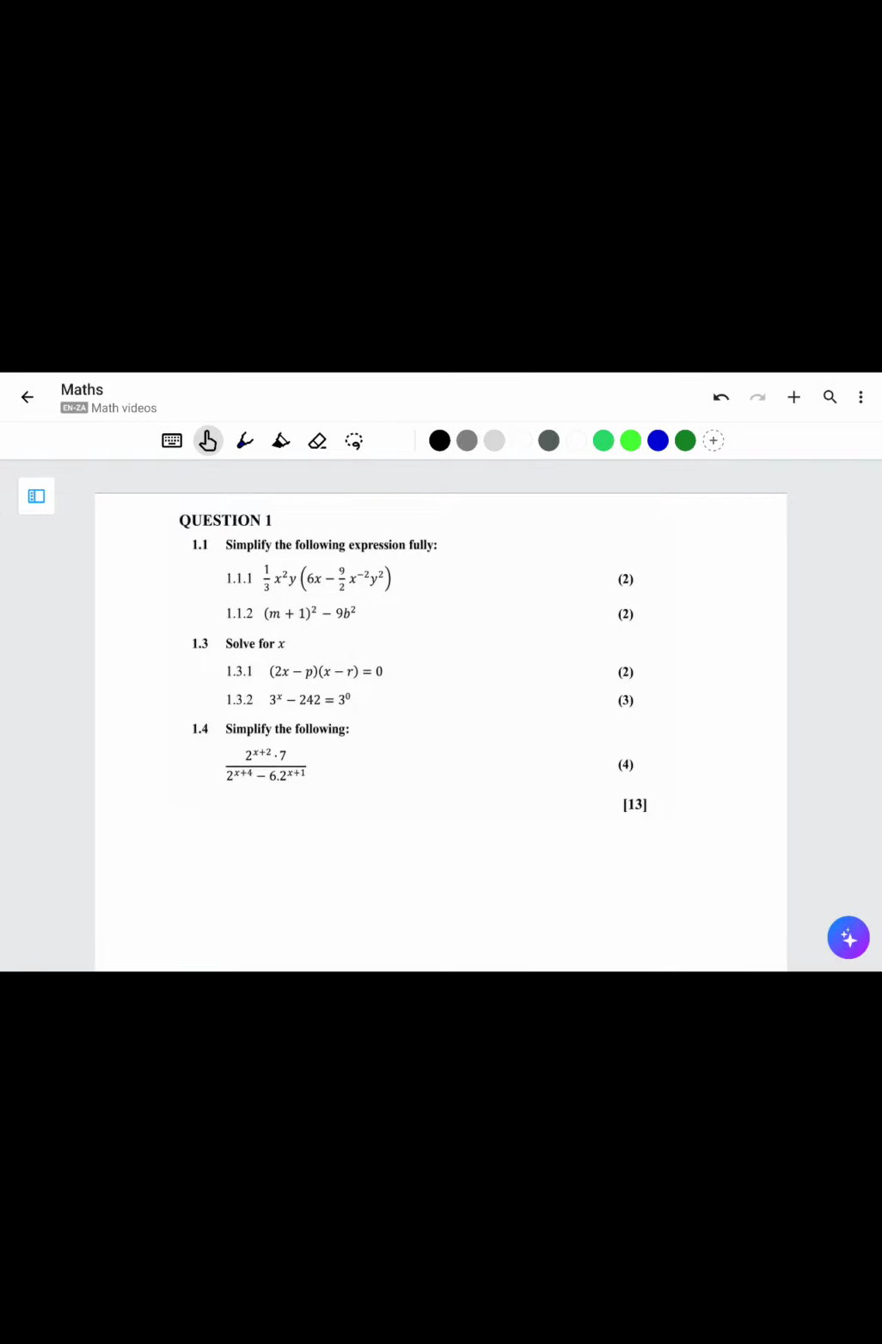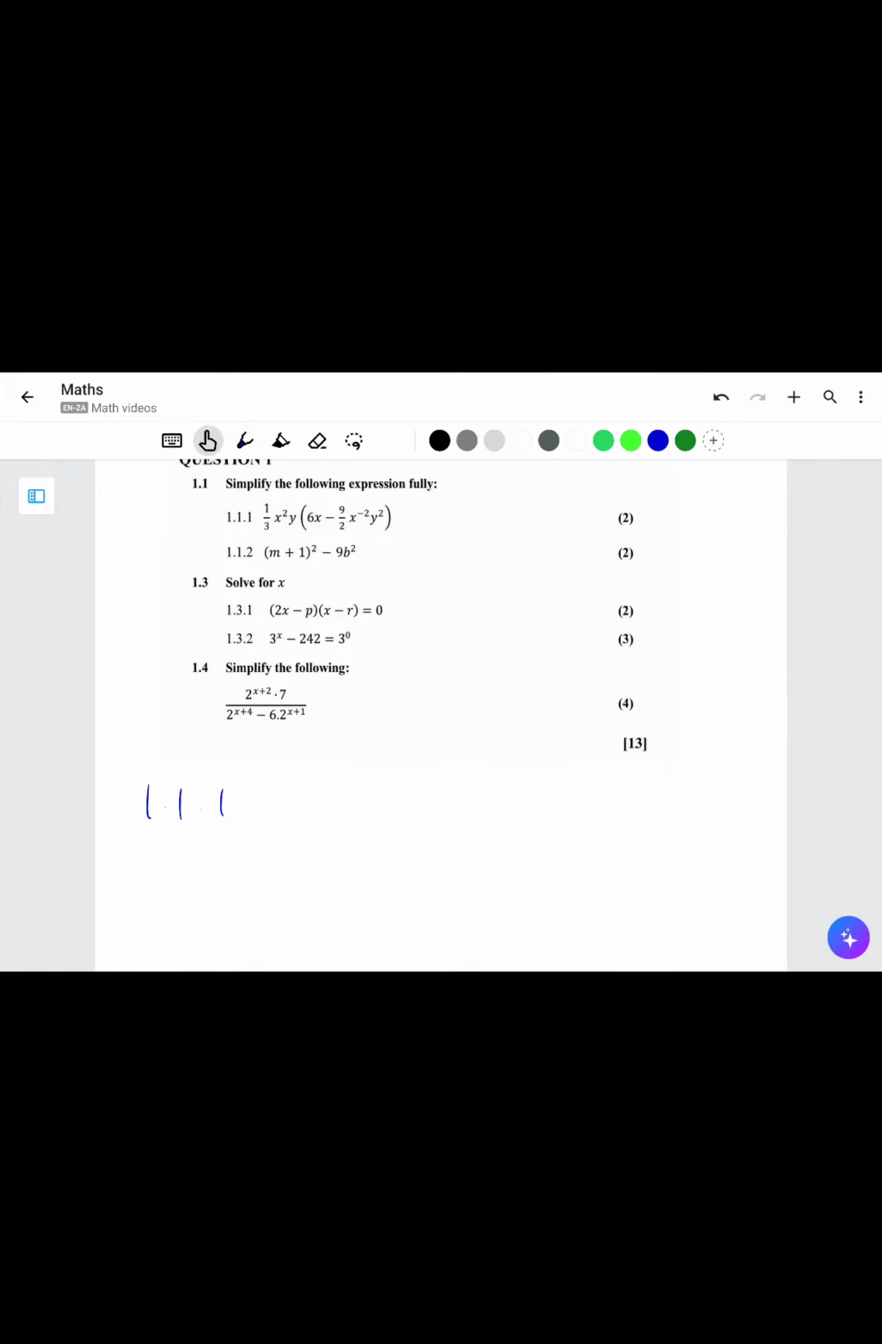What's up, guys? We're going to look at a question one of a June paper. Okay, so let's get into it. Let's start off with 1.1, and the question is simplify the following expression fully. Okay, it's 1.1.1. Let's look at it.